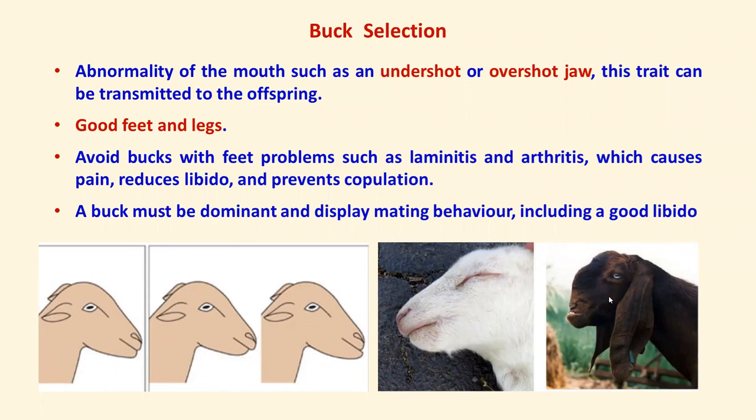One more thing you have to see is that the buck should have good feet and legs. Why? If it does not have good feet and legs, then mounting will be difficult. So a buck must have dominant and display mating behavior, including good libido, for which you need good feet and legs. And avoid bucks with feet problems, laminitis, arthritis, all of which cause pain, reduce libido, and prevent copulation. Basically, for mounting, good feet and legs are necessary.